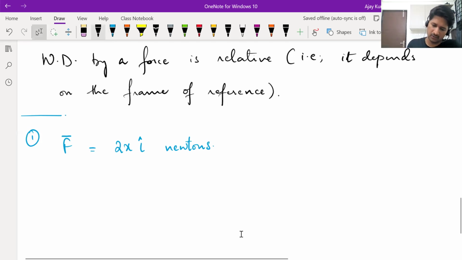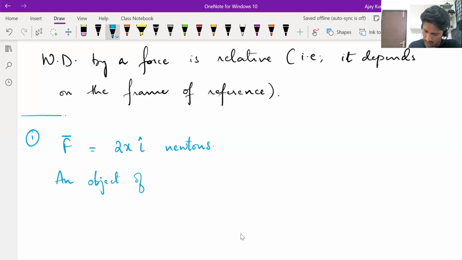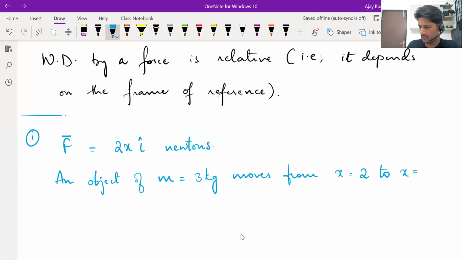And let's say an object of mass m, let it be 3 kg, moves from x equal to 2 to x equal to say 5 meters along the x-axis. The box is moving under the influence of this force. Okay, calculate the work done.